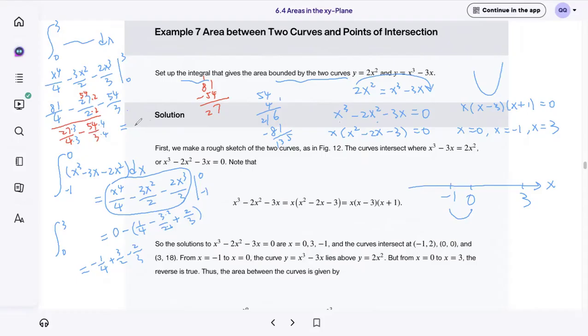So what do we do? We're going to put an absolute value of it, because it's under the x-axis. The negative area means under the x-axis. Or we flip the two functions. So we just get positive 135 divided by 12. So same thing for this, right? Let's see if this is positive or negative. If it's negative, we just flip.